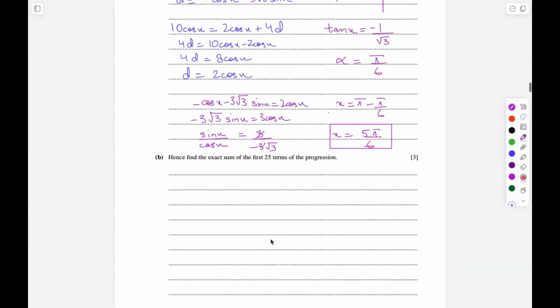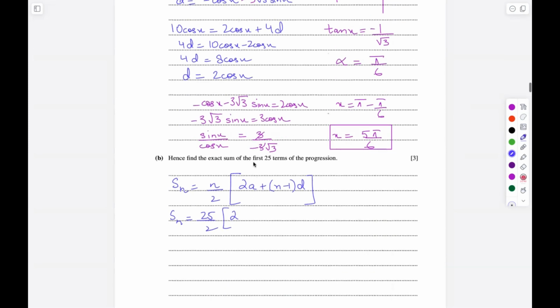In part B, we have to find the exact sum of the first 25 terms of the progression. So the sum formula for an arithmetic progression is given by n upon 2 into 2a plus n minus 1 into d. Now we know that n is 25, so this will be 25 upon 2 into 2 and a is cos x. So in place of x, we can now write 5 pi upon 6, plus n minus 1 is 24 and d was 2 cos x, so we can write it as 2 into cos of 5 pi upon 6.